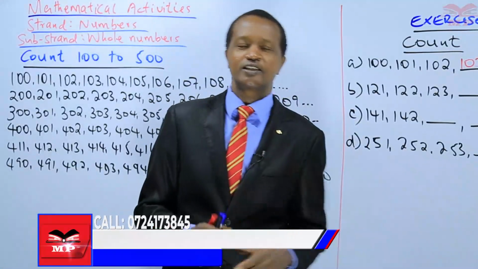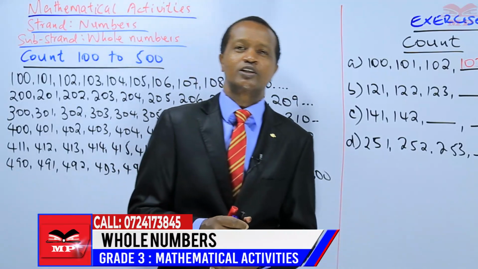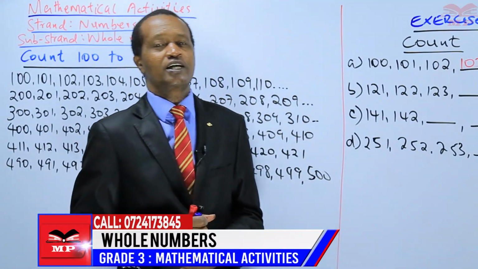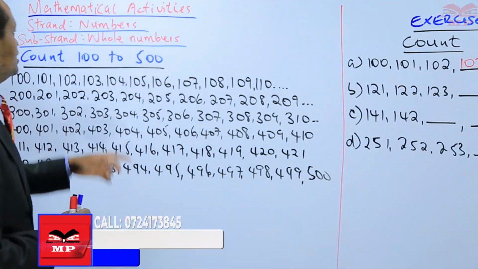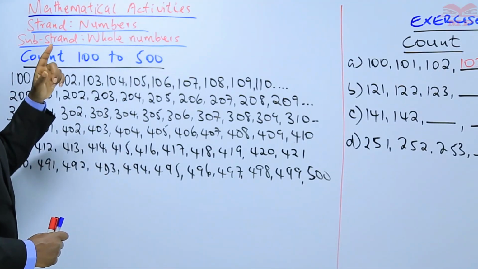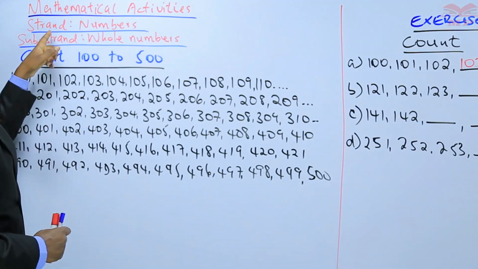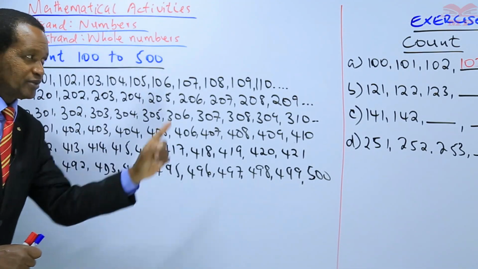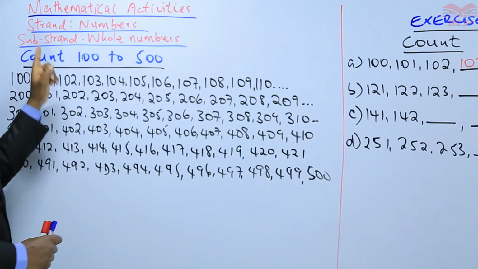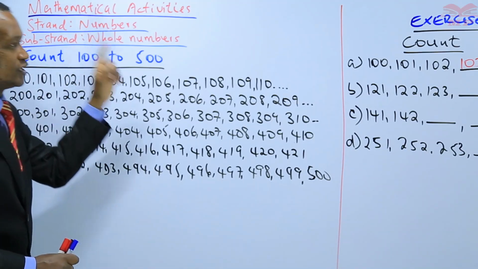How are you, learners? I'm back again today so that we can continue to learn counting numbers. The strand is numbers. This is mathematical activities. The strand is numbers. Substrand is whole numbers. And we are counting from 100 to 500.